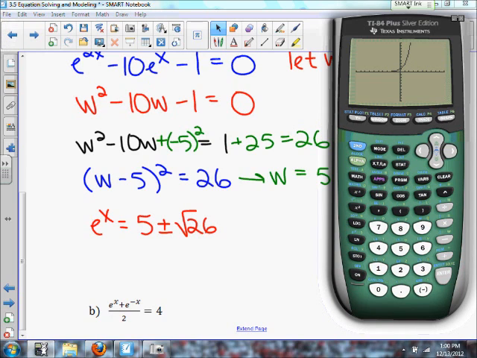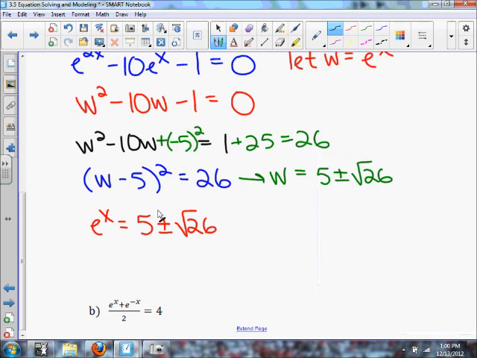No. So do I have to worry about 5 minus the square root of 26? No. Why? It's going to be negative, because the square root of 26 is bigger than 5, right? So if I take 5 minus something bigger than 5, it's going to be negative. So I really don't have to worry about this at all. I just have to worry about the plus.